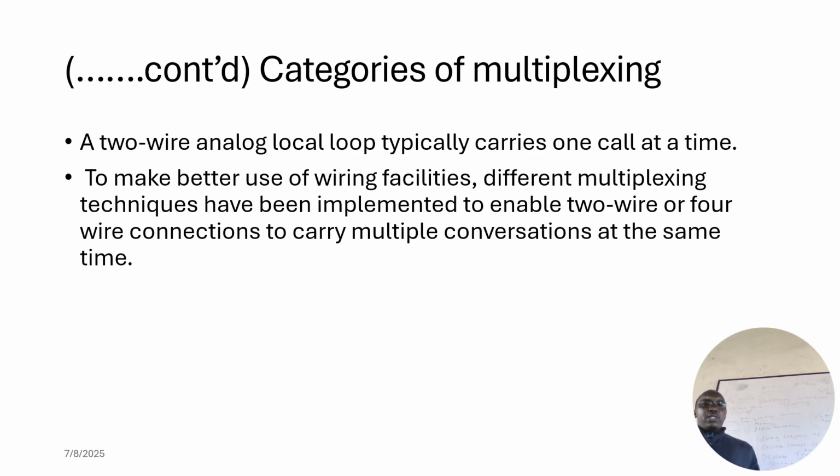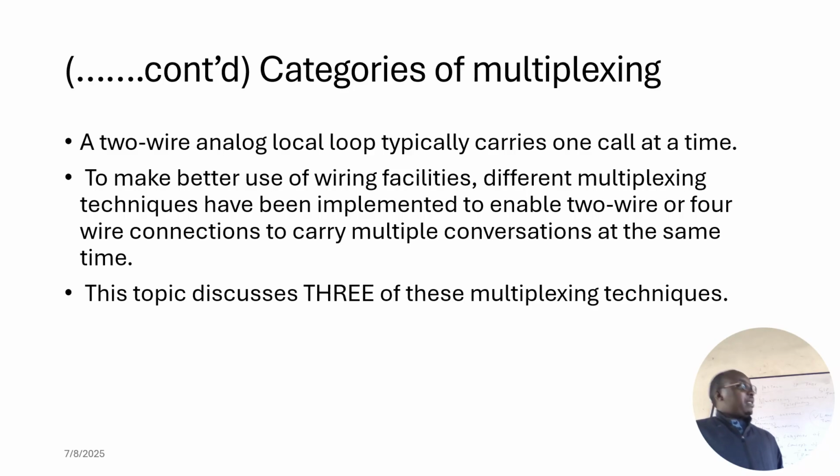So we continue and say a two-wire analog local loop typically carries one call at a time. To make better use of wiring facilities, different multiplexing techniques have been implemented to enable two-wire or four-wire connections to carry multiple conversations at the same time. So you can either have a two-wire or four-wire. This question can be asked in an interview, so don't ignore. So we shall talk now in our next slides on time division multiplexing, FDM, and WDM.